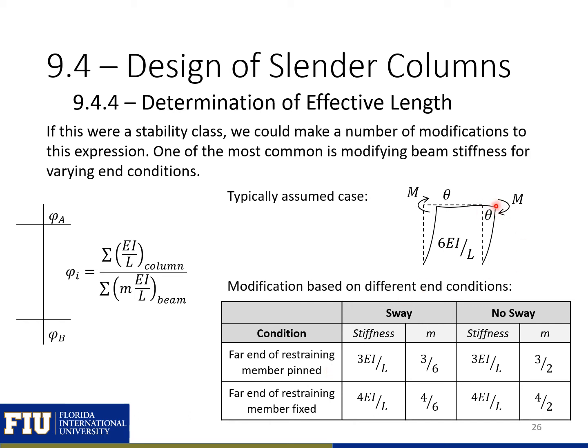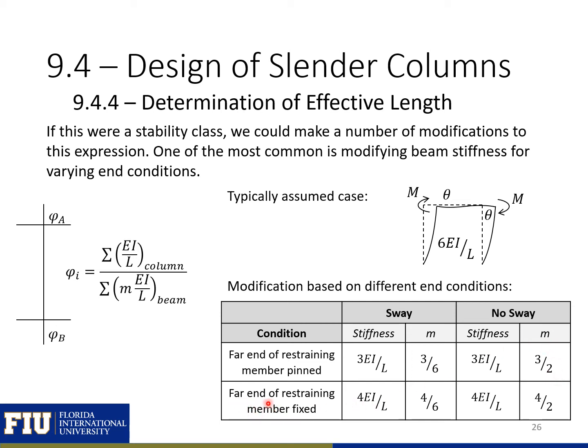So over here, the far end, considering the restraint provided by this beam on the left column. If we have the far end of our restraining member as pinned, for sway and non-sway, our stiffness would change to 3EI over L. So this would mean that our M factor would be our actual stiffness, 3EI over L, divided by our assumed stiffness in this expression, 6EI over L, so 3 divided by 6. And for our no sway, we would divide our 3EI over L by 2 here, so 3/2 for our M factor.